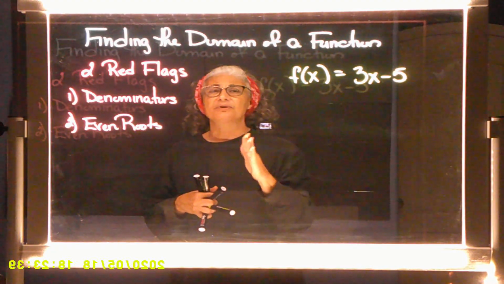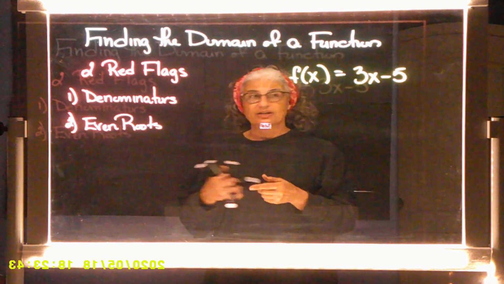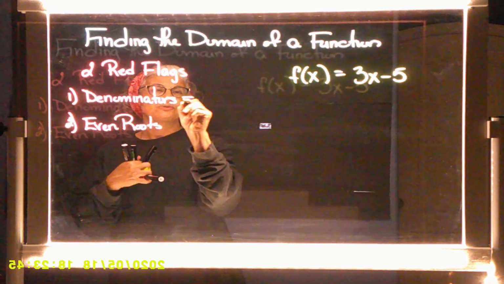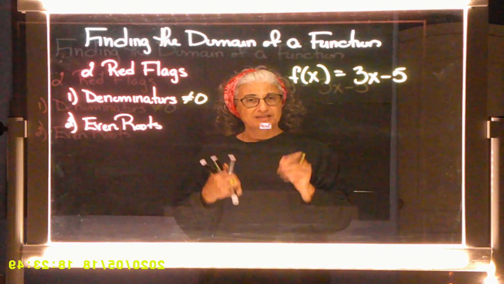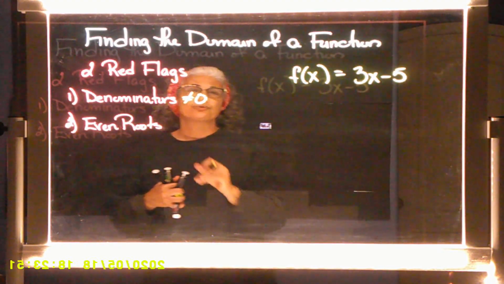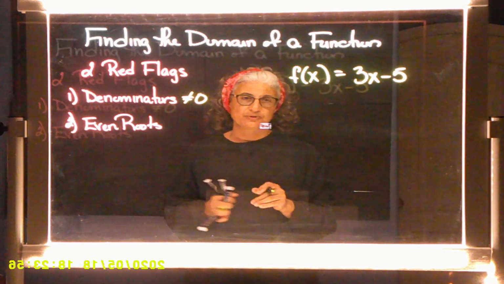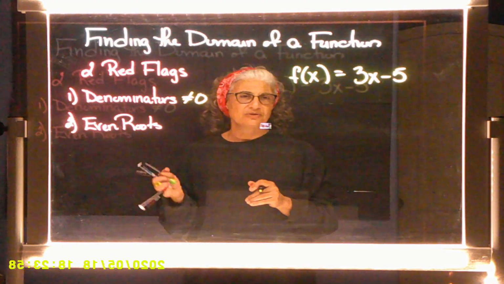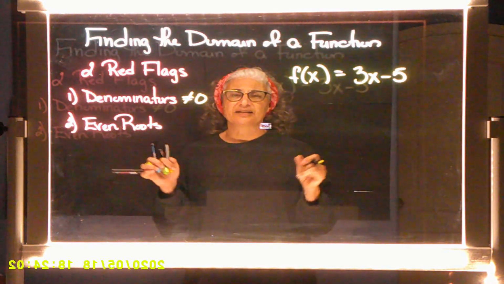What's the one number a denominator is never allowed to be? Yeah, that's right. Your denominator is never allowed to be equal to 0. That's why it's a red flag. The second red flag is an even root: a square root, a fourth root, a sixth root, all those roots. And you're like, well, what's the deal with those? Why would that be considered a red flag?